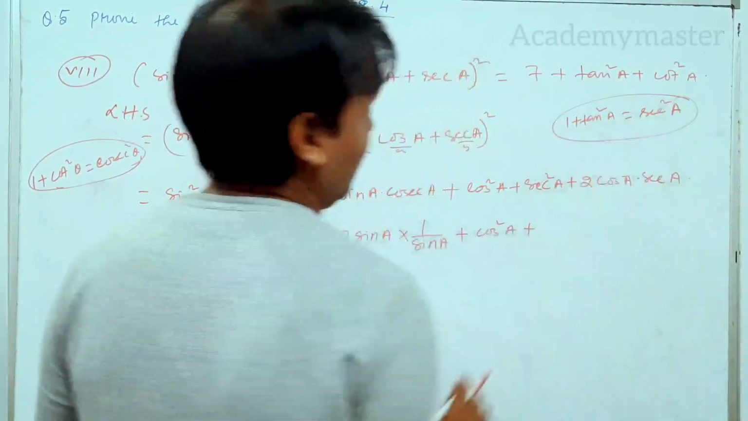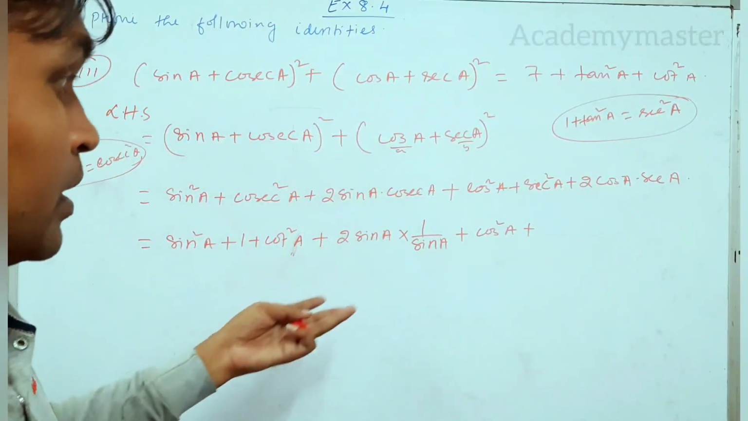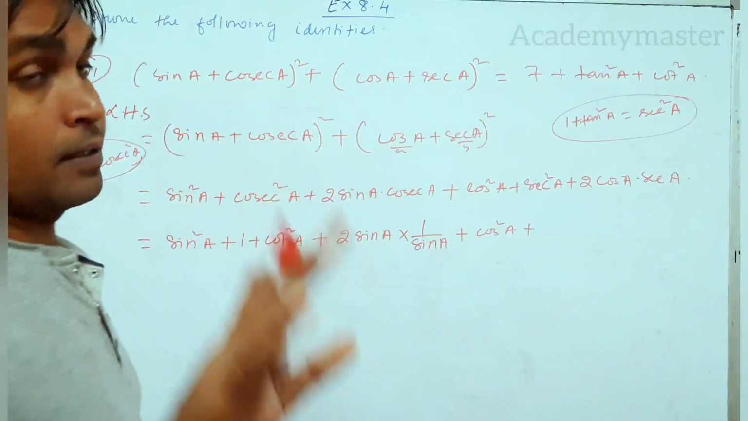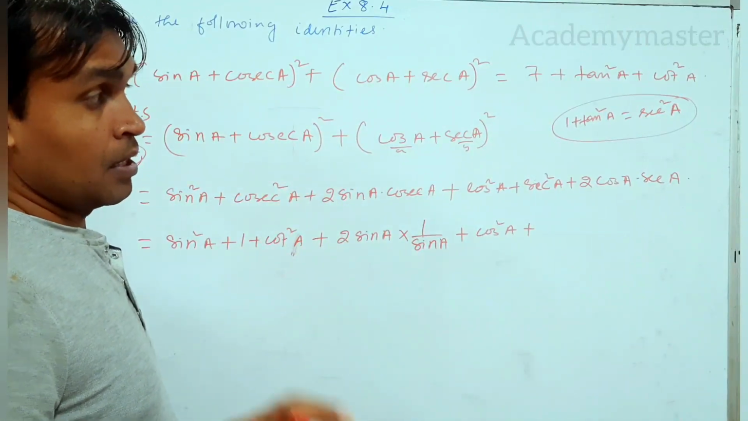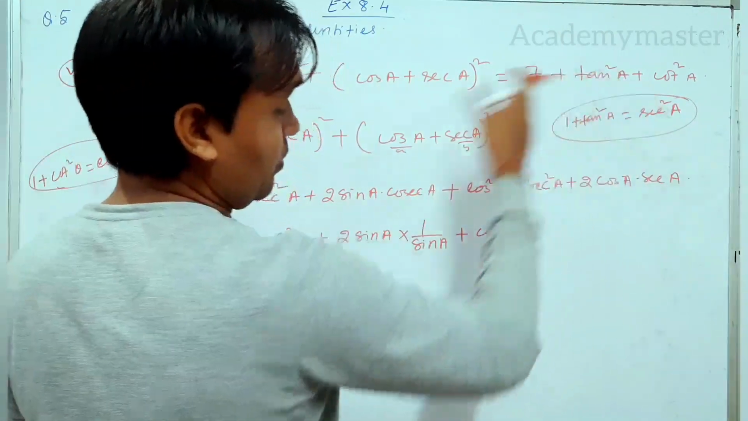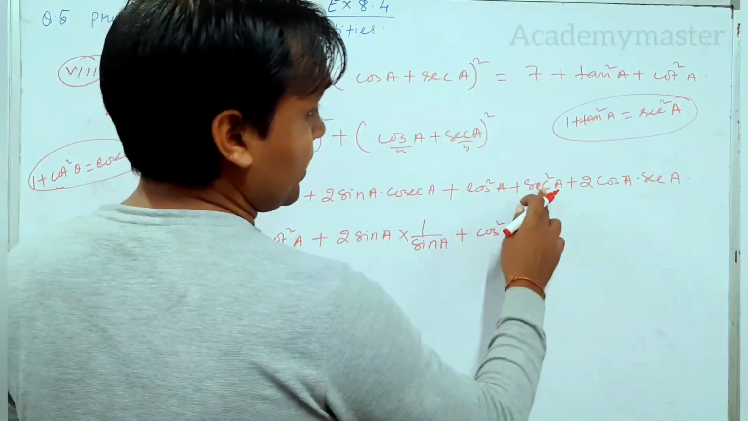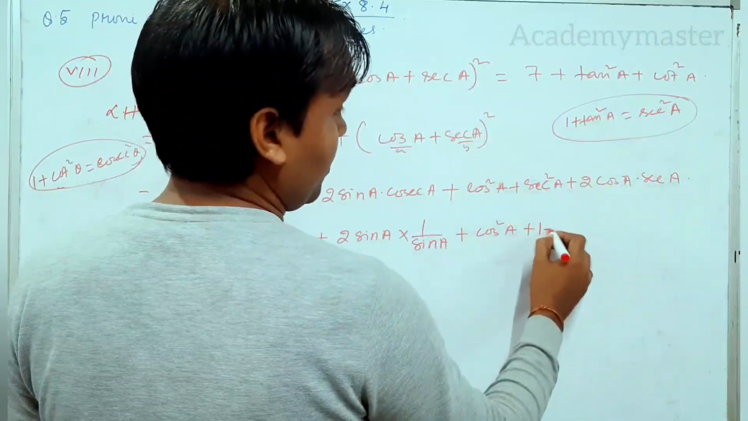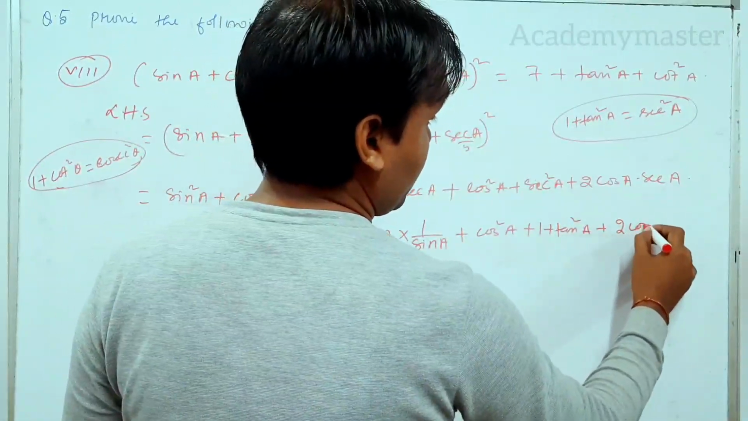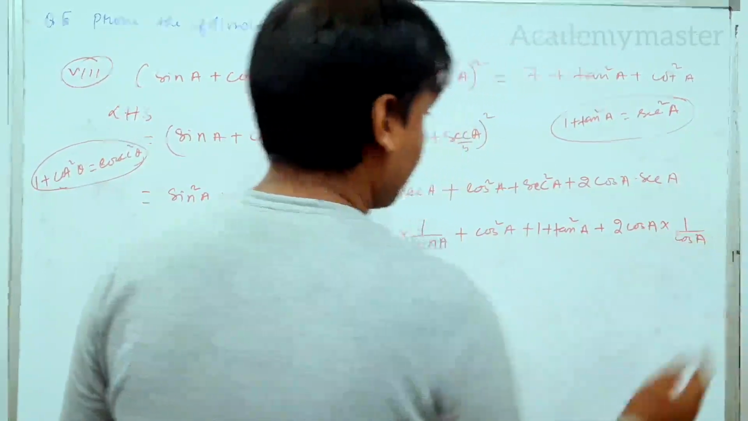This is one formula. Those who have not watched my videos on trigonometry part 1, 2, 3, please watch them. I'll share the link in the description. You can go there and watch it, so that when you come to this exercise, you will understand. So cos square A plus sec square A, I can write as 1 plus tan square A plus 2 cos A, and sec is 1 by cos A.